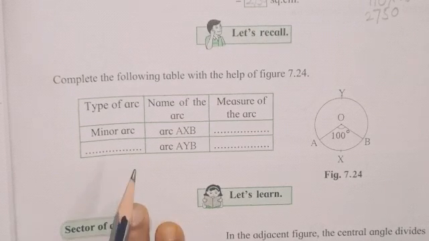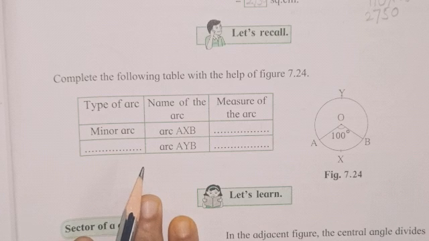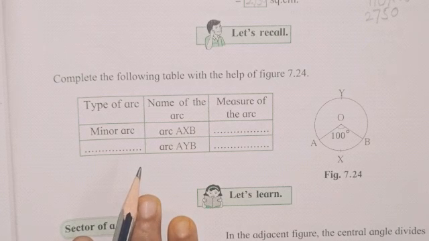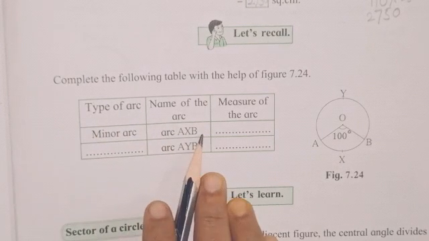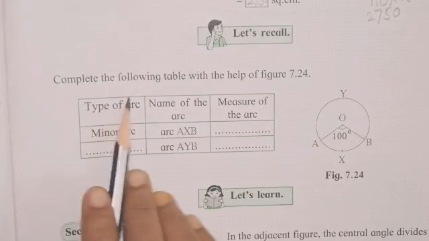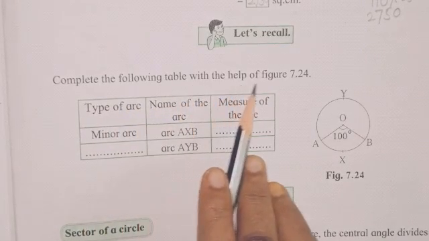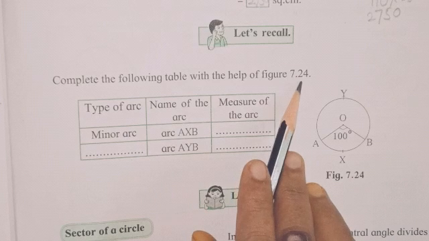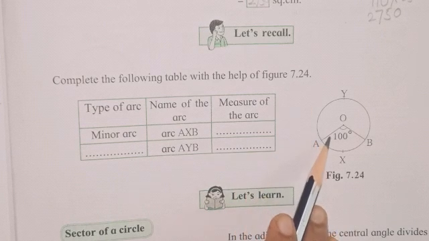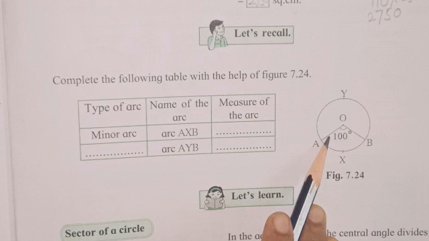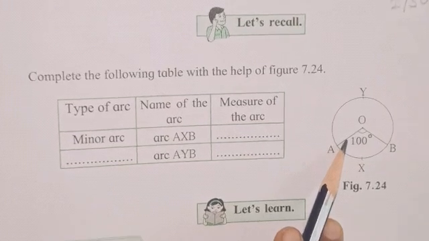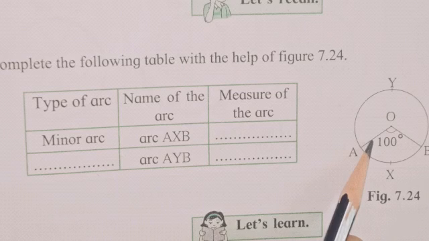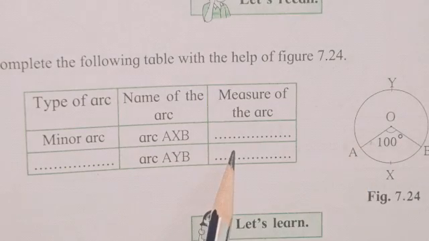Students, now we will move for the formula related to circle. Before going for that formula, let us do one activity here. Complete the following table with the help of figure 7.24. So this figure is given. Student, this question came in board exam, March 2020 board exam. This question came for 2 marks for activity based question.